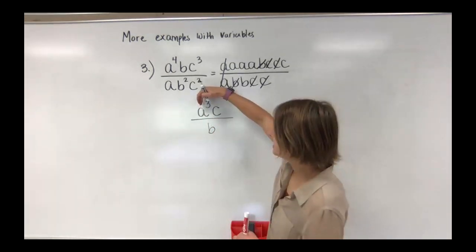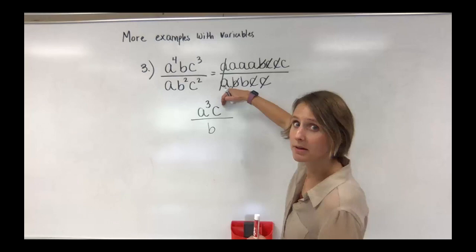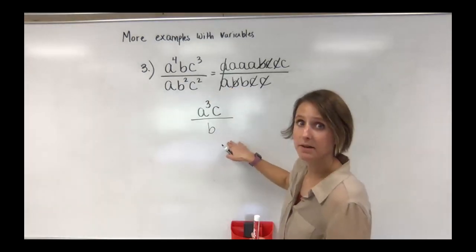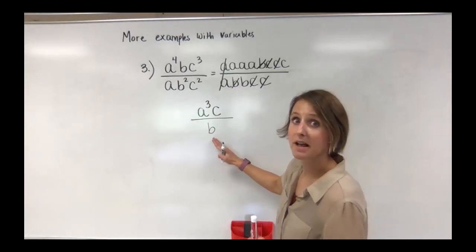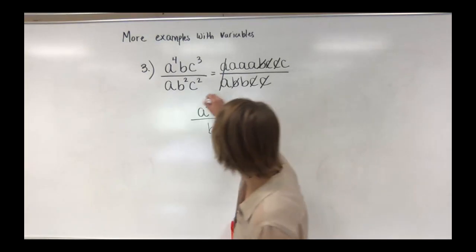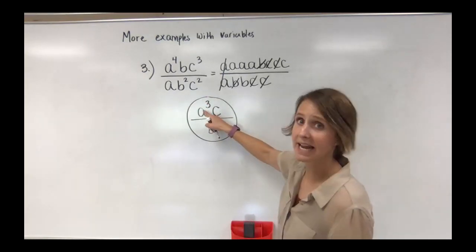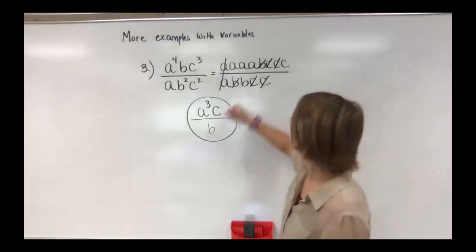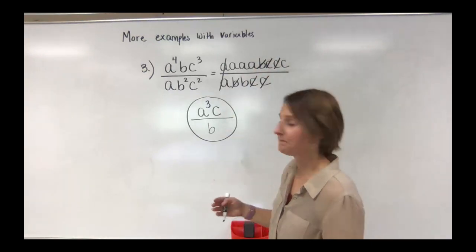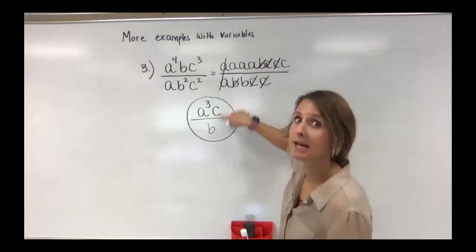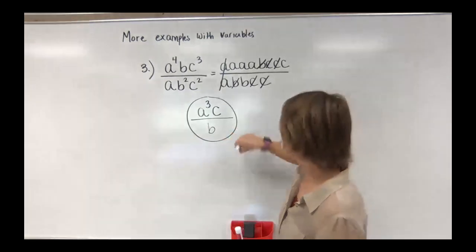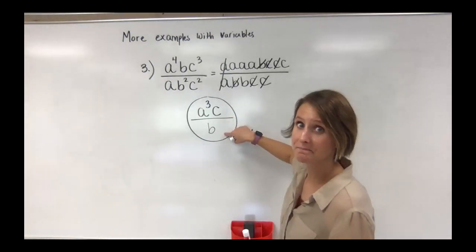Do you notice how I just have A on top, C on top? I don't have A or C on the bottom, and on the bottom I just have B. That's what we should have. When we get to the simplest form, there shouldn't be an A on the top and an A on the bottom. Then I didn't find that factor of 1. There shouldn't be a C on top and a C on the bottom, and there shouldn't be a B on top and a B on the bottom.